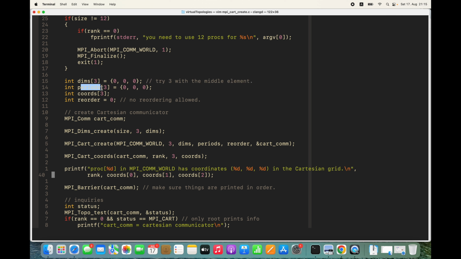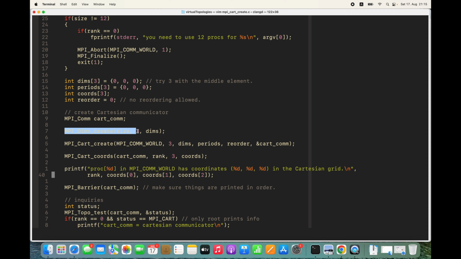So we have periods, and that is whether we have a periodic condition for every dimension or direction that we have. And we have 0 for every direction. And we have coordinates, again, since we have a 3-dimensional Cartesian grid, then our coordinates are going to have 3 values for x, y, and z, you can imagine. And then the reorder is also 0. It means that no reordering is allowed. So that's the Cartesian communicator with type of MPI_Comm.